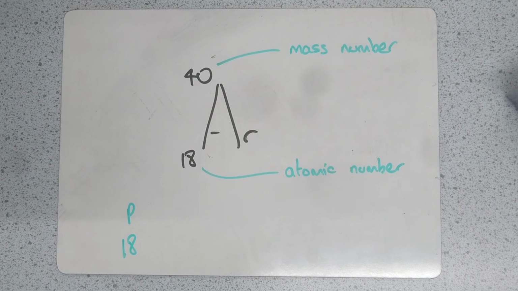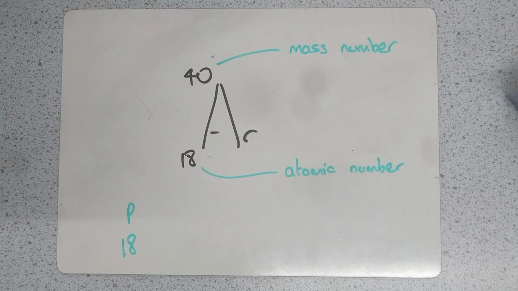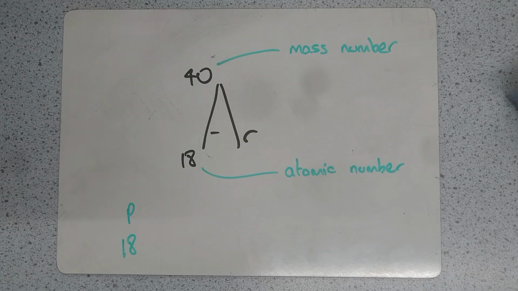Now, if you come across an element and it's got 18 protons, it can only be argon. The proton number or atomic number tells us what element we have. And if you have a look at the periodic table, you'll see every single element on there has a different atomic number, and it actually goes in order. If you read across, hydrogen starts with 1, helium has an atomic number of 2, lithium of 3, and so on and so forth.